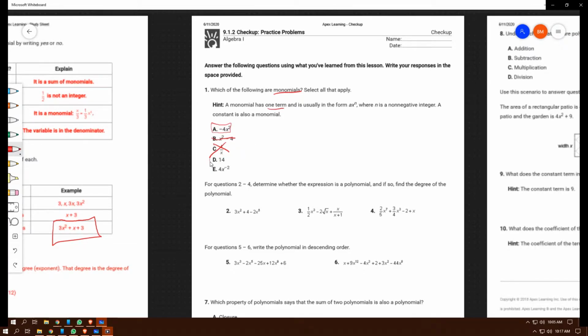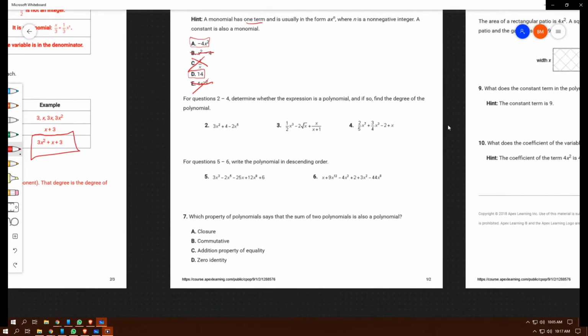Now D is a monomial, and that's okay. There's a single term. It doesn't have to have a variable. So the fact that it doesn't have a variable doesn't bother me. E is not a polynomial, so it cannot be a monomial because of the negative exponent. Remember, the exponent has to be a non-negative integer. So if it's negative, it's not it.